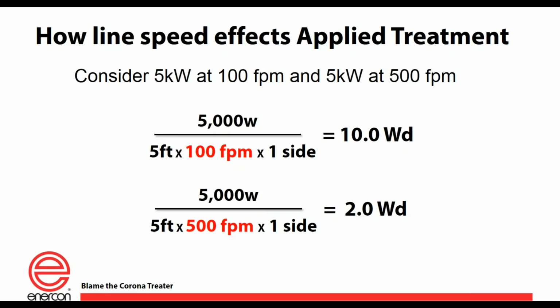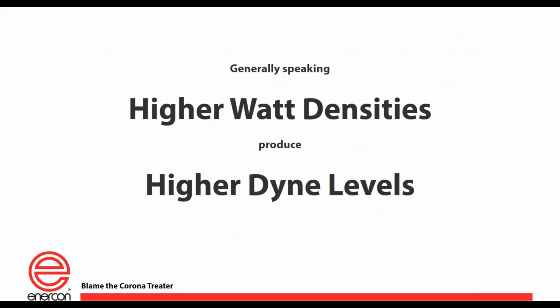Now, many of you out there might say, well, this is great. Watt density of 2, watt density of 10, whatever. Give me some context here. What does this mean to me? Generally speaking, most corona treaters are sized between a watt density of 2 and 3. So as we go forward, if you calculate on one of your own applications, you'll likely see a similar number, and you'll get the position of where we're at. Generally speaking, higher watt densities produce higher dyne levels. But again, we'll be dealing more with the details of this as we go along.